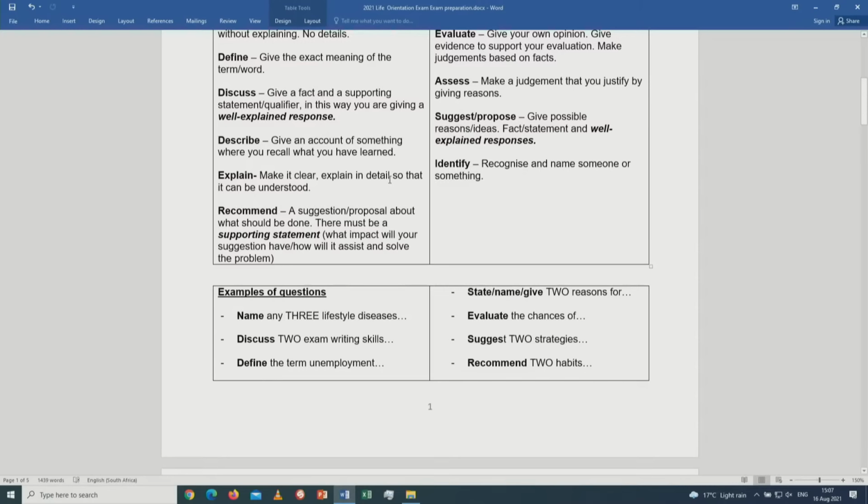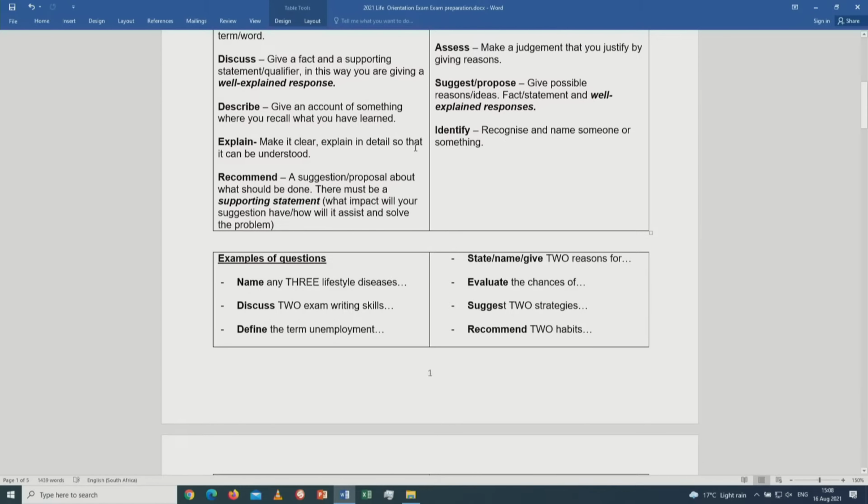Discuss is a middle order question. If it says discuss, you have to give a fact and a supporting statement or qualifier, and in this way you will be giving us a well-explained response, because your middle order questions and your high order questions require you to give well-explained responses. And the minute you see discuss in a question, you must know that in your response to that question, you must have 2 parts. You give a statement, a full statement, not a brief statement, and then you explain why you are giving the statement based on the question at hand.